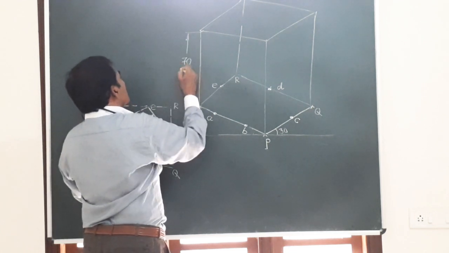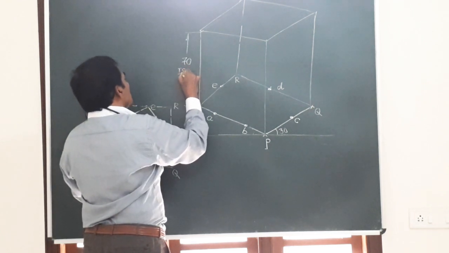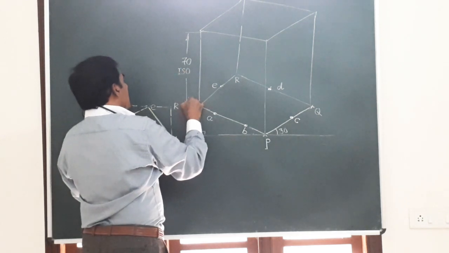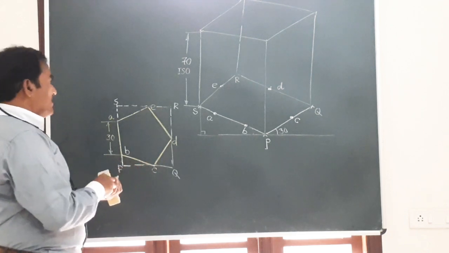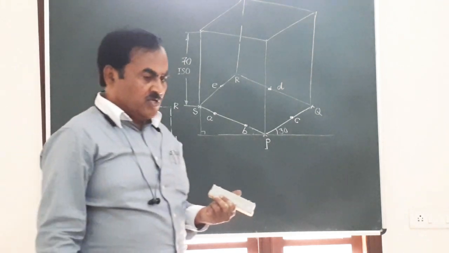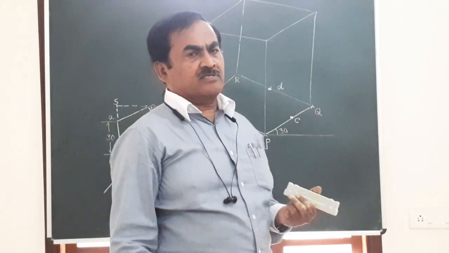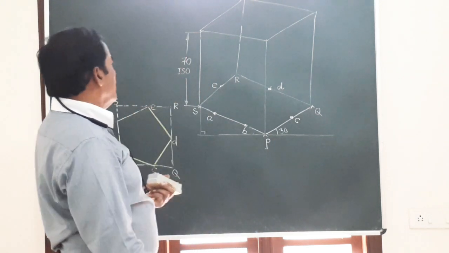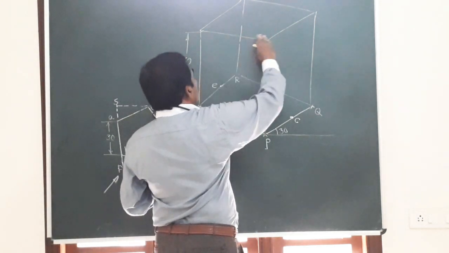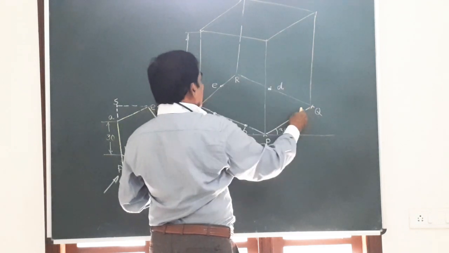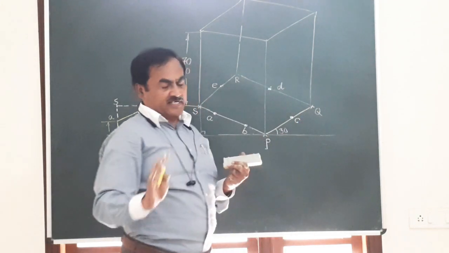What are the dimensions they are giving? This is all ISO. The dimension I have marked here, and all these sides are all measured in ISO only. Friends, if you keep any of these solids on its base on HP, you will be able to see the top face clearly, the vertical edges clearly, the base edges also clearly.